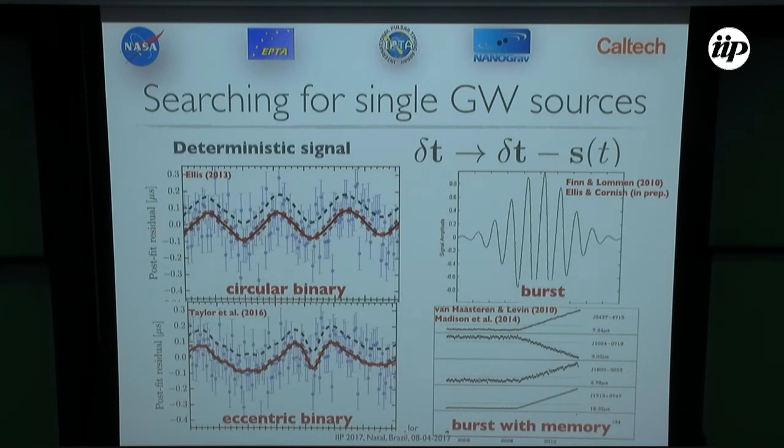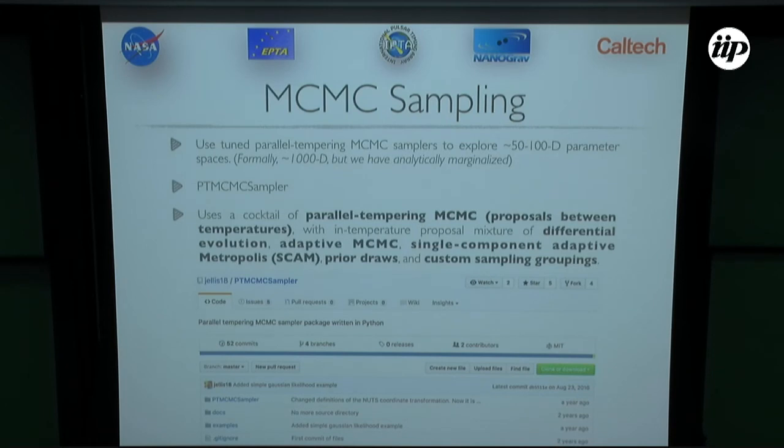Okay, so what I've dealt with so far is the signal types, stochastic and deterministic, and how we structure our likelihood around those different sources. I'll now get on to a brief discussion of MCMC sampling, and we can expand this if there are any technical questions. So we're always using a tuned parallel tempering MCMC sampler. We're exploring typically 50 to 100 dimensions.